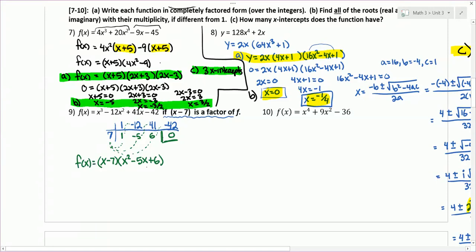So now f of x has been factored a little bit. We may be able to factor more, and let's try. The x squared minus 5x plus 6, we're looking for 2 numbers that multiply to 1 times 6, which is 6, and add to negative 5. We should come up with negative 2 and negative 3.